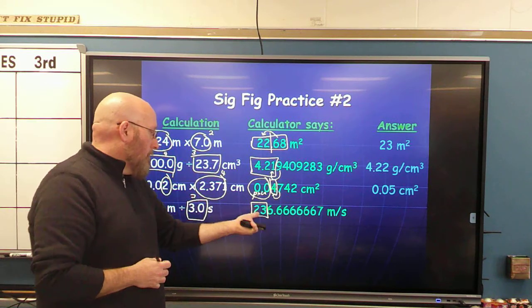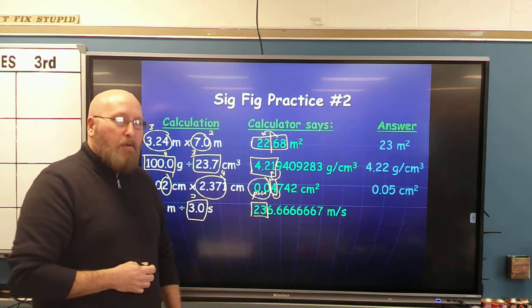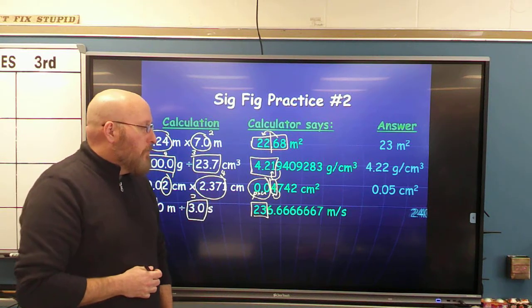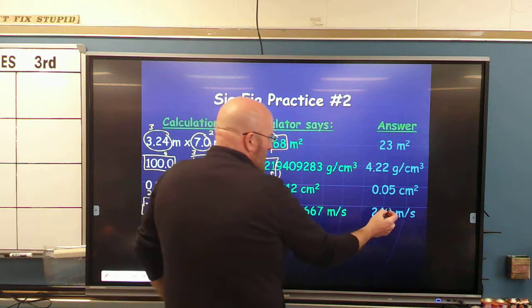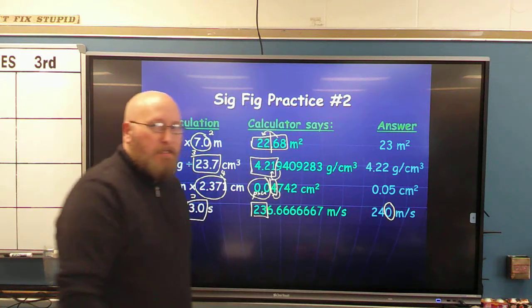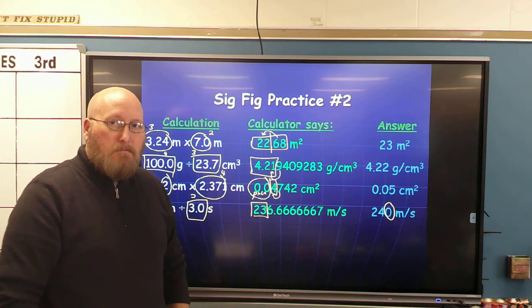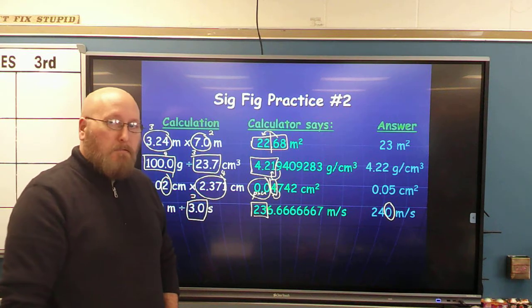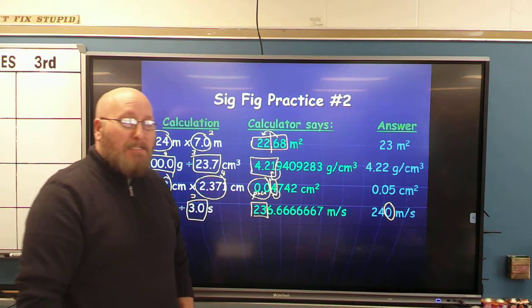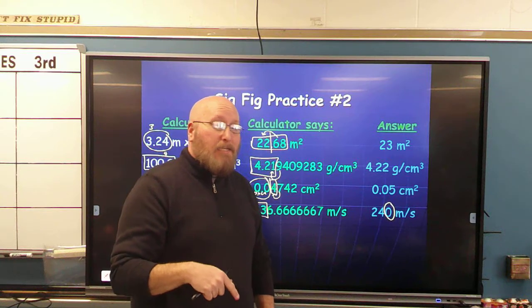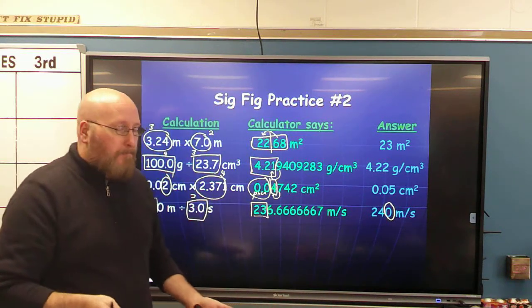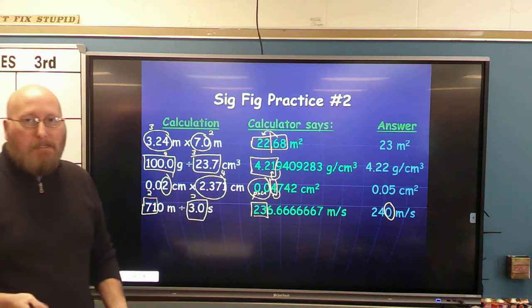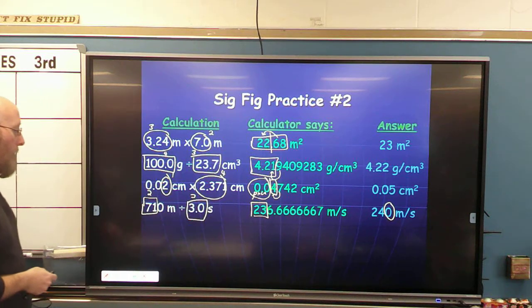If I round that 236 up, it's going to be not 24, but 240. Because remember, that 0 right there is not significant, is it? The trailing 0 with no decimal means it's not statistically significant. But I still need it in the actual answer, don't I? All right. Otherwise, 24 ain't right. It's not even close.